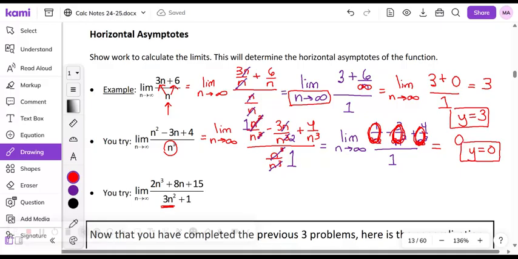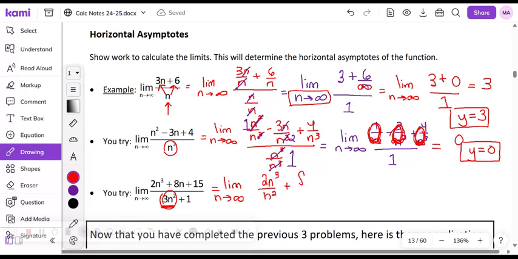Now we have one more way that this can land. We have 2n cubed plus 8n plus 15 over 3n squared plus 1. So once again, we're taking our limit as n approaches infinity. And now we will divide everything by n squared. So we'll have 2n cubed over n squared.